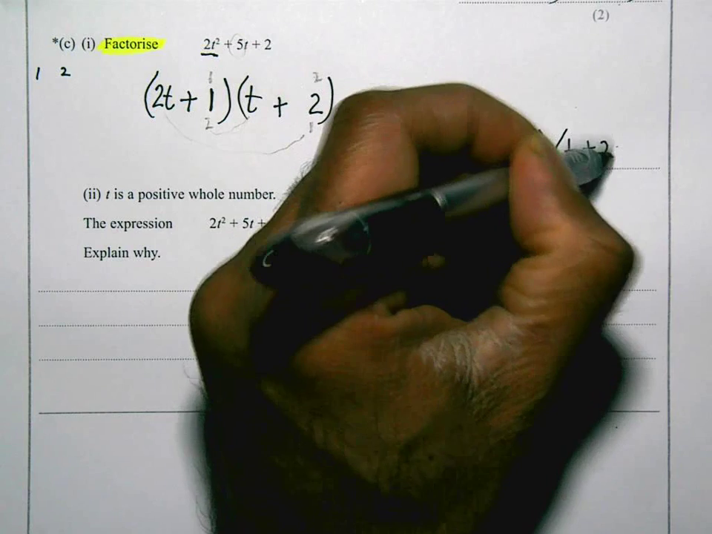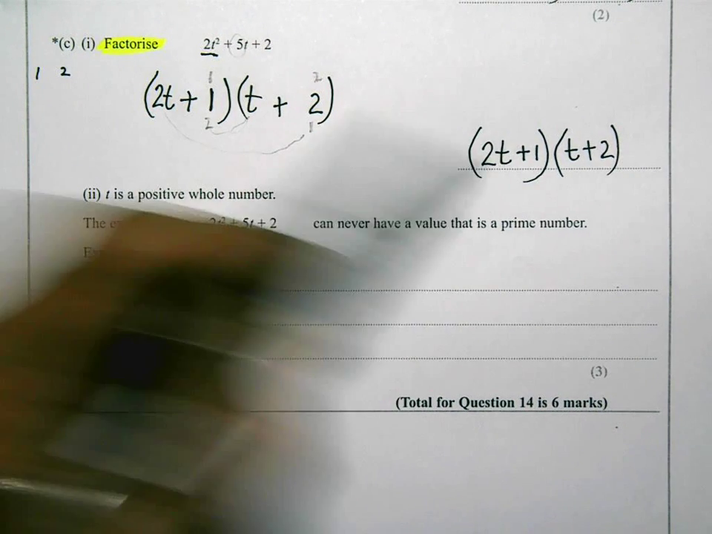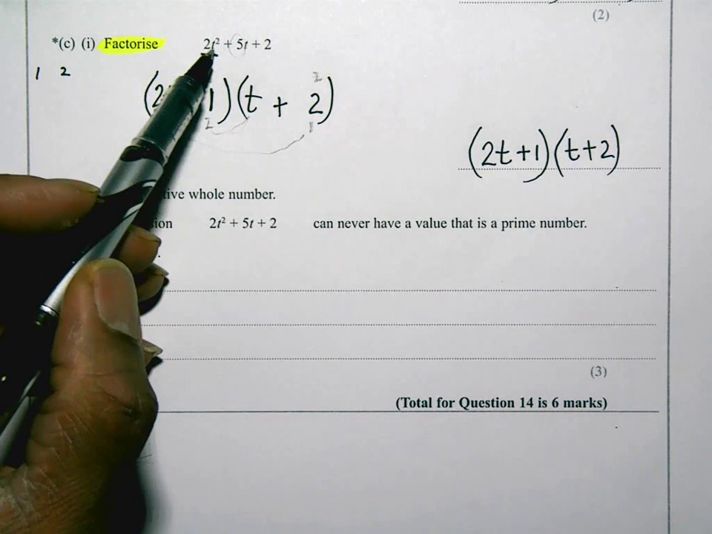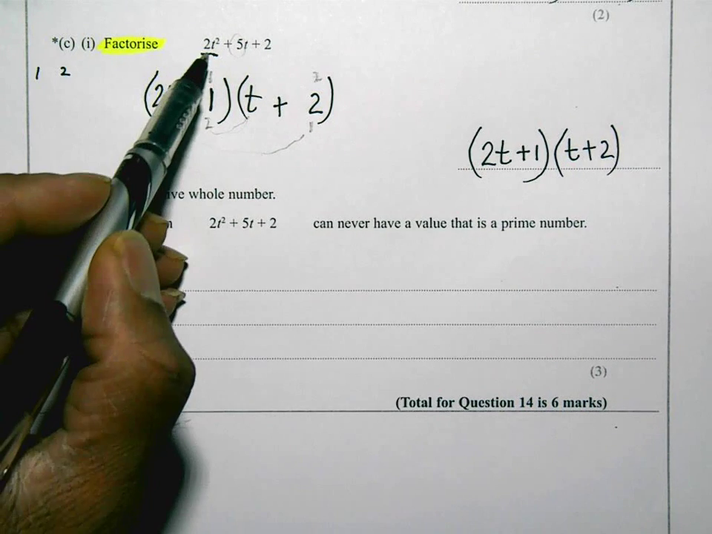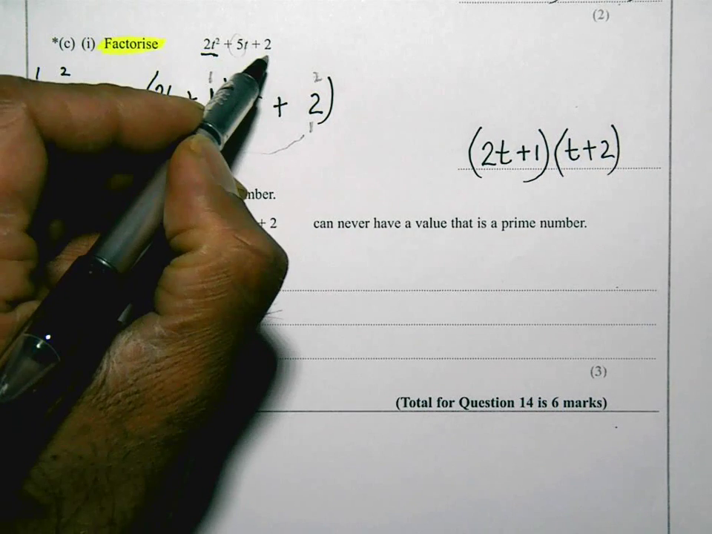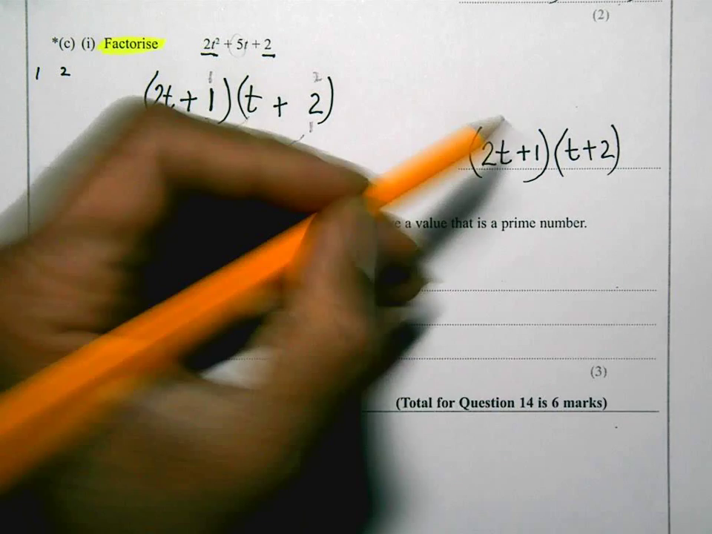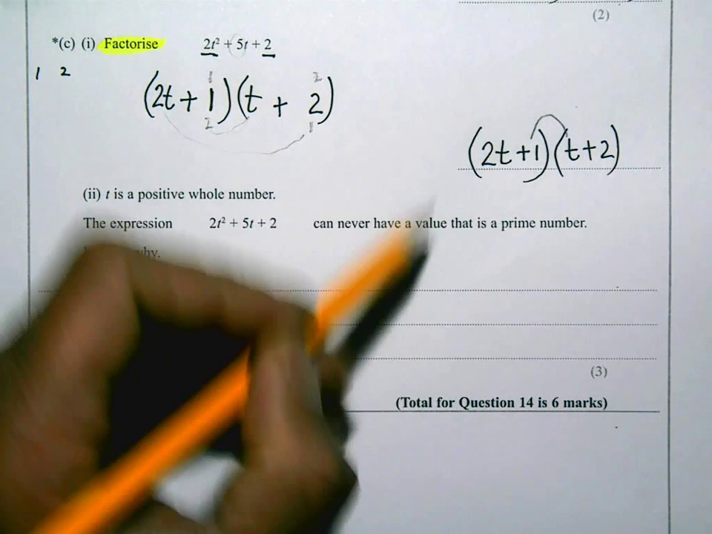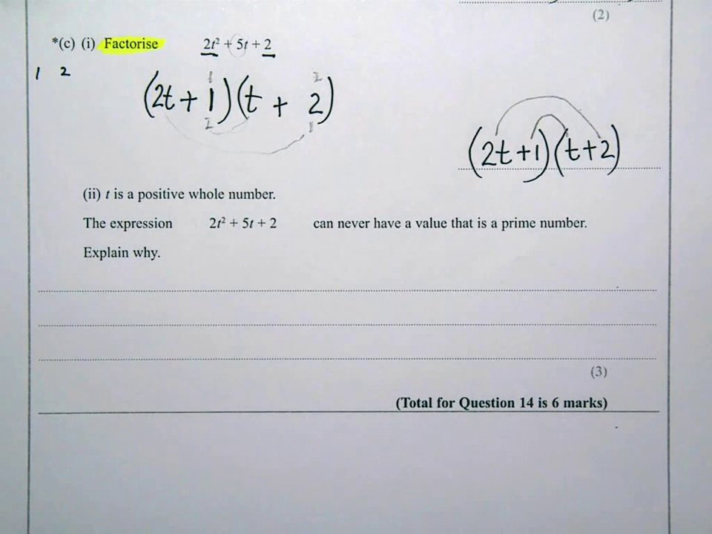Okay, so that's my result. I could multiply out the brackets to see if I get this. I'm pretty confident that will be the case. 2t times t is 2t squared. Positive 1 times positive 2 is 2, and in the center, 1 times t is 1t, and 2 times 2t is 4t, together that's going to give me plus 5t. Okay, going on to part 2.